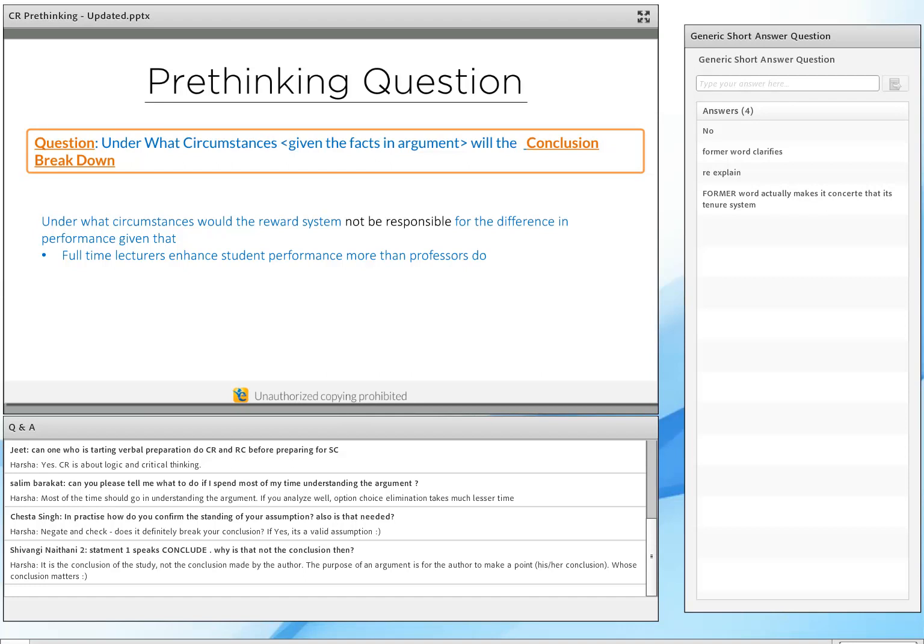And what it leads to is, under what circumstances would the reward system not be responsible? Why do we say would the reward system not be responsible? Because that's when the conclusion breaks down. For the difference in performance, given that what we know is that full-time lecturers enhance student performance more than professors do, and the reward system for professors places greater emphasis on research than on teaching. Again, we've just really said, tell me those circumstances under which you can't blame the reward system. Why? Because in my conclusion, the author blames the reward system. So under what condition will the conclusion break down? Under conditions in which you can't blame the reward system.